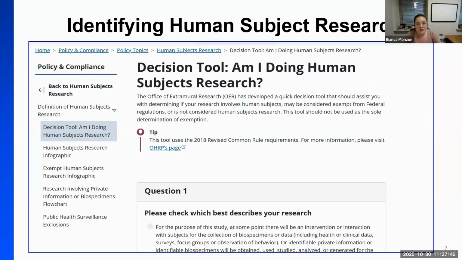NIH provides a decision tool to help you determine whether your research is human subject research, though you should always consult with your IRB. Again, human subject research requires IRB approval, though there are limited exemptions under the Common Rule.